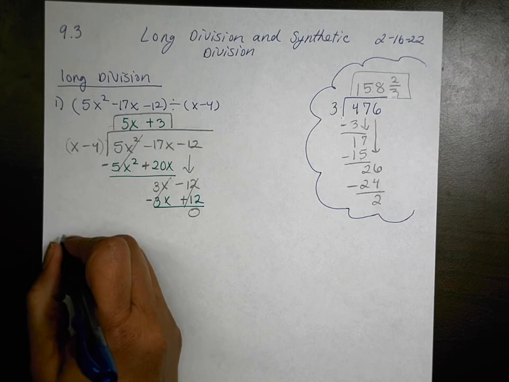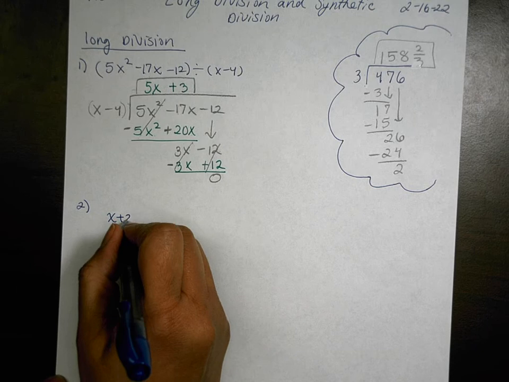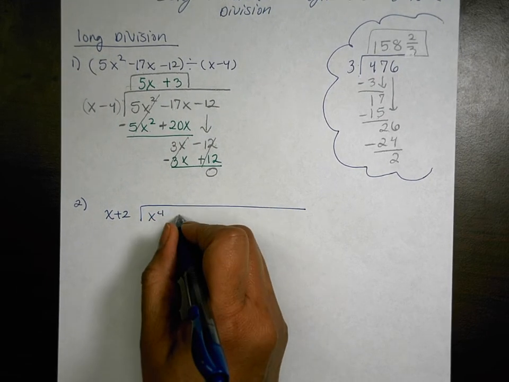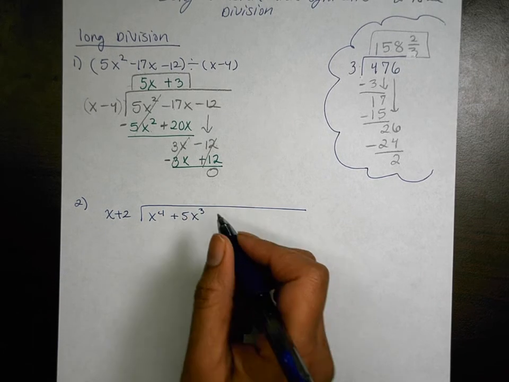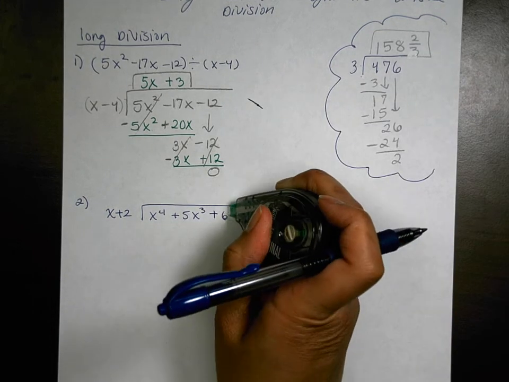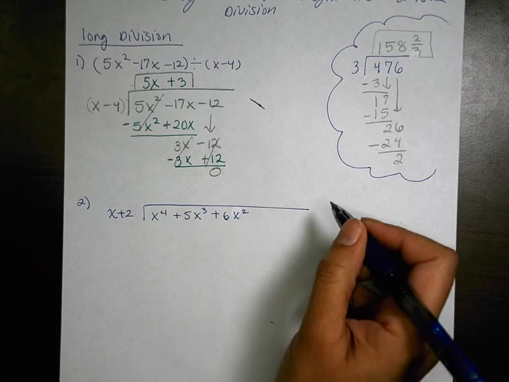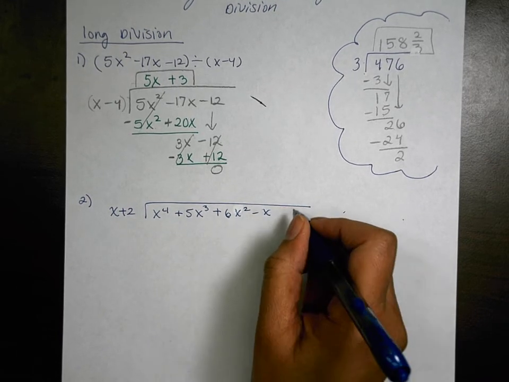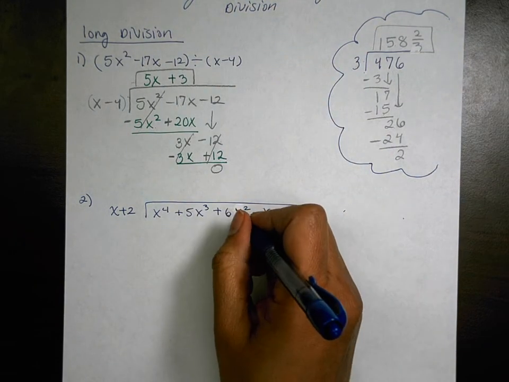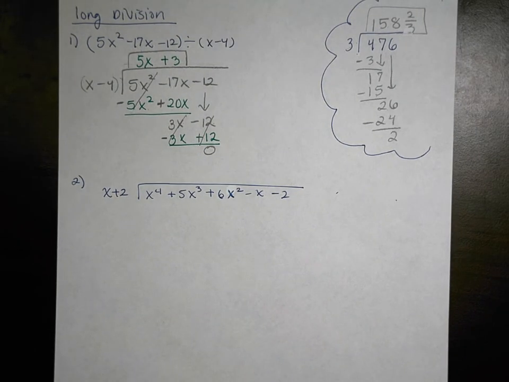Number 2. X plus 2 divides into x to the 4th plus 5x cubed plus 6x squared minus x minus 2. All right, I'm going to start you off and then have you work with your shoulder partner.